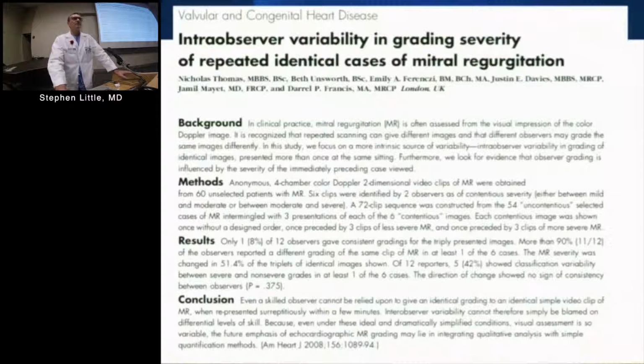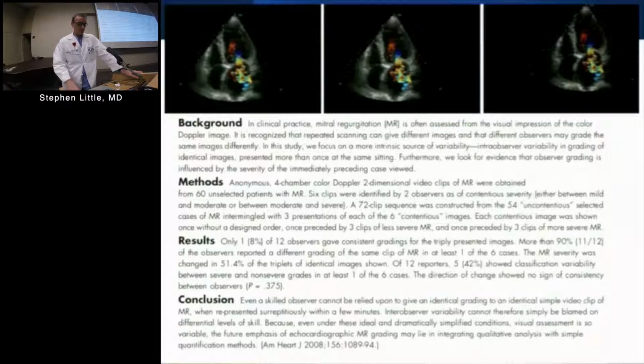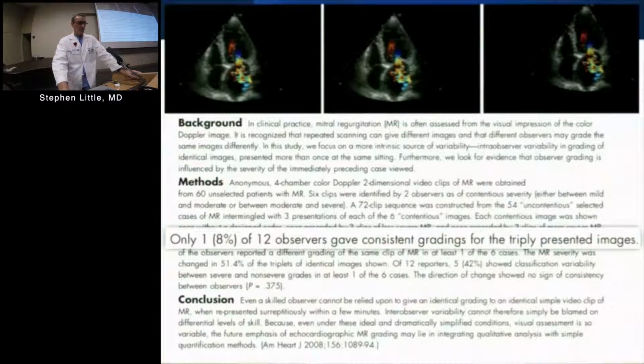All right, so this is an interesting paper from several years ago. It was an inter-observer study, and basically they presented the same still image to a bunch of seasoned echo interpreters over and over and over again. And what they varied was, that's sort of the image, and all they did was vary what preceded the image and what followed the image. Sometimes they'd show the same image immediately, sometimes they'd precede it by a bunch of clearly severe MRs, sometimes preceded by a bunch of clearly mild MRs, really just to sort of demonstrate that as an observer, if you're just looking at a color Doppler splash, you can be very influenced by what you've just seen. And the sort of take-home message from this one study was that only 1 out of the 12 observers gave a consistent grading when they were presented with the same image multiple times.